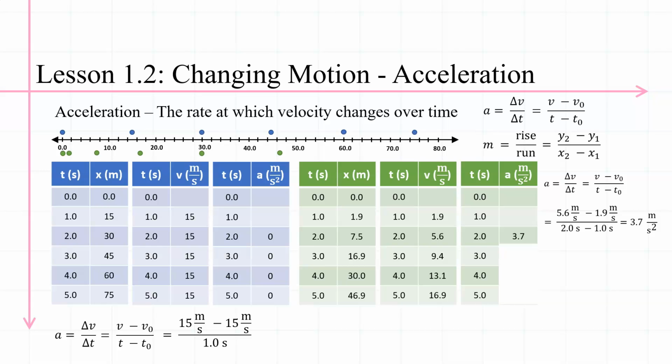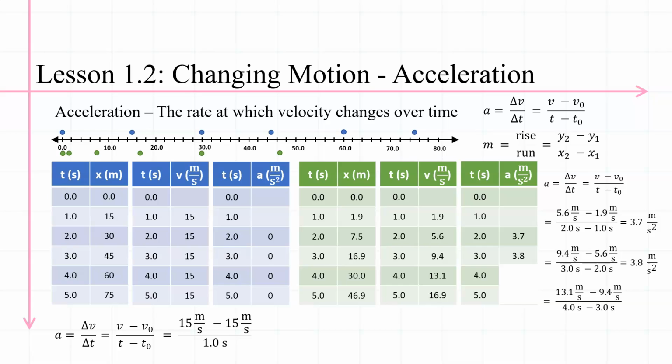Let's take a look at our next acceleration value. Here I have 9.4 meters per second at the end, but I started at 5.6 meters per second at 2 seconds. So going from 2 seconds to 3 seconds and from 5.6 meters per second to 9.4 meters per second, that calculates out to 3.8 meters per second per second.